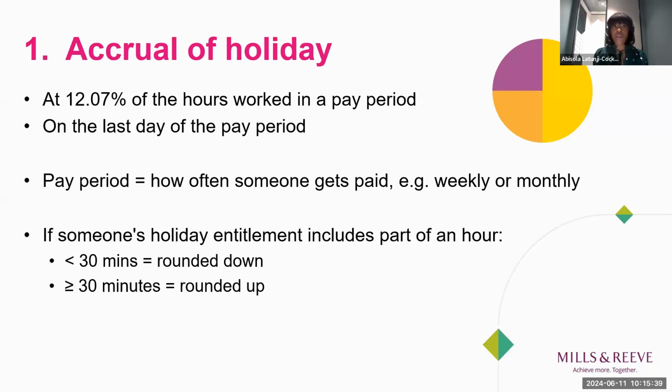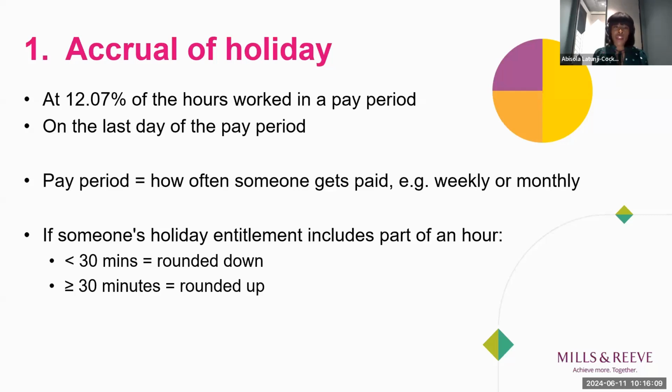So the position is now that on the last day of any pay period, so as I say, that might be a month if your workers are paid monthly, your atypical worker will accrue holiday at the rate of 12.07% of the hours worked during that pay period. So what that means is that you've got a set way of calculating how holiday accrues for your atypical workers. It's now calculated in hours rather than weeks as it is for traditional workers.